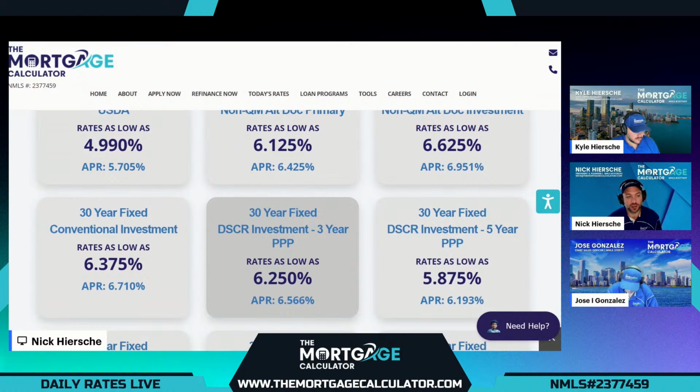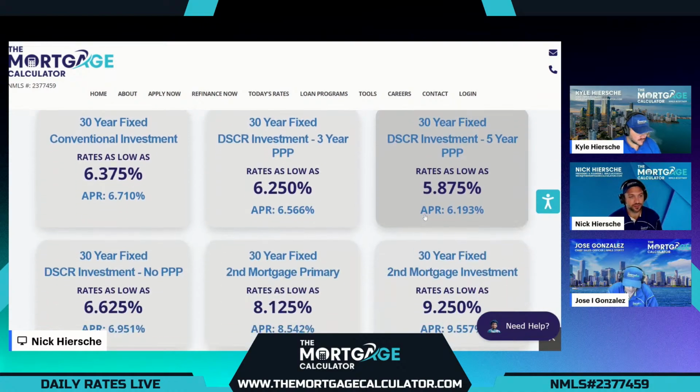So DSCR with a 3-year prepayment penalty, which is standard, comes in today at 6.25 rate. Final APR, 6.566, beating conventional by a touch. And we can even add a 5-year prepayment penalty to sweeten the rates a little better. 5.875. Final APR, 6.193, beating conventional by quite a bit there.